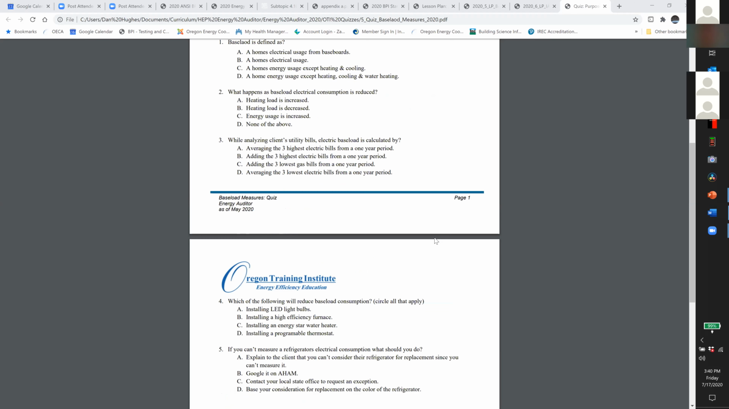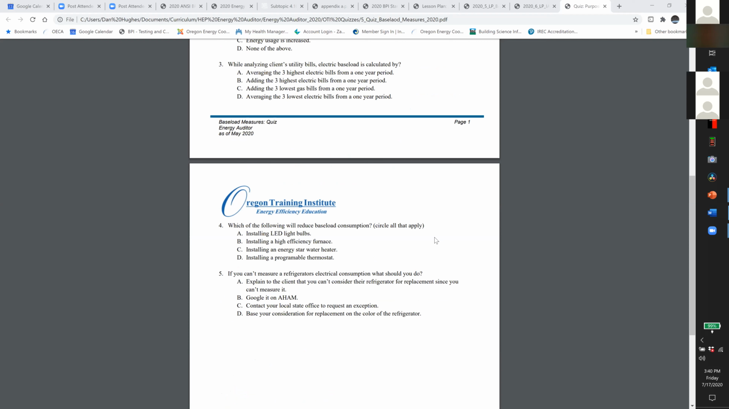Number 4, which of the following will reduce baseload consumption? Circle all that apply. A and C. Yeah, A and C, get some efficient light bulbs in there. C is a little bit iffy, but if we get a more efficient unit than what was in there before, absolutely.